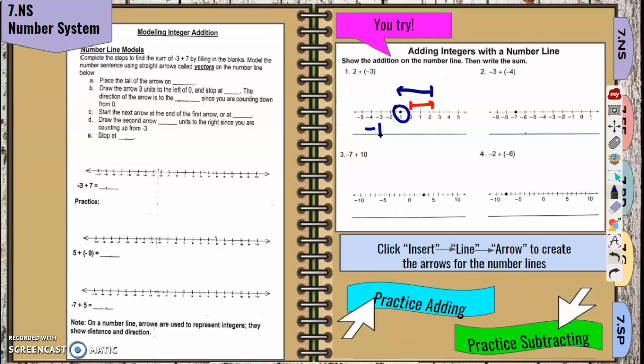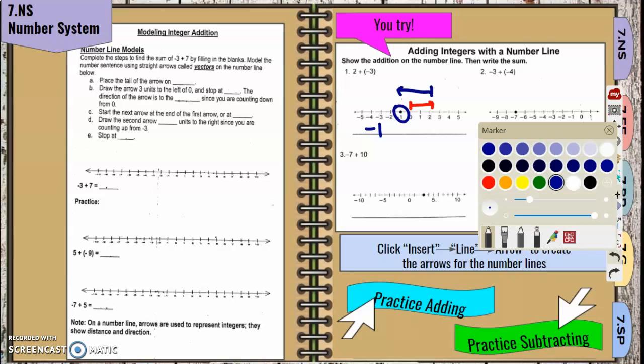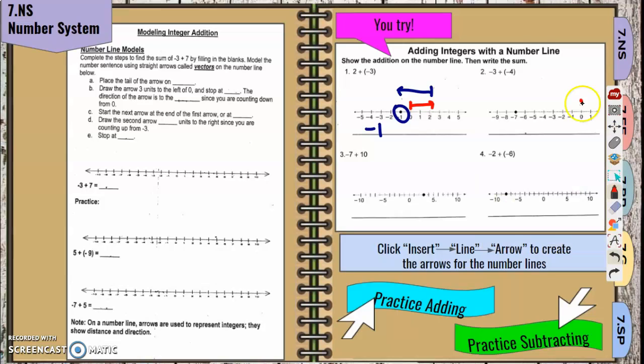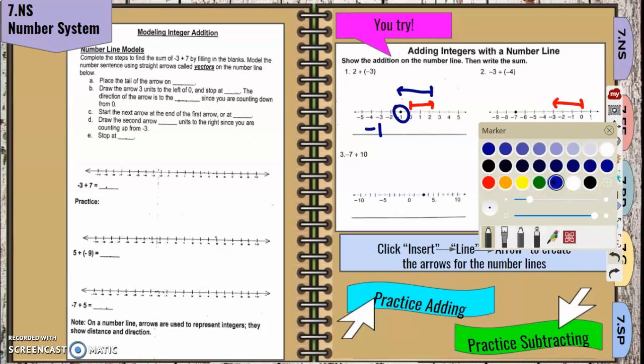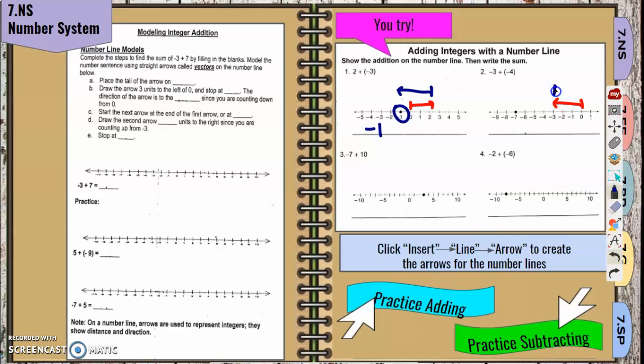So the same thing for number 2. I'm going to start at 0. My first number says -3, so I go to the left 3, stop at -3. Then it says plus -4. Because it's -4, I'm still going to the left because left is less. So I start at -3 and I go to the left 4 until I stop at -7.